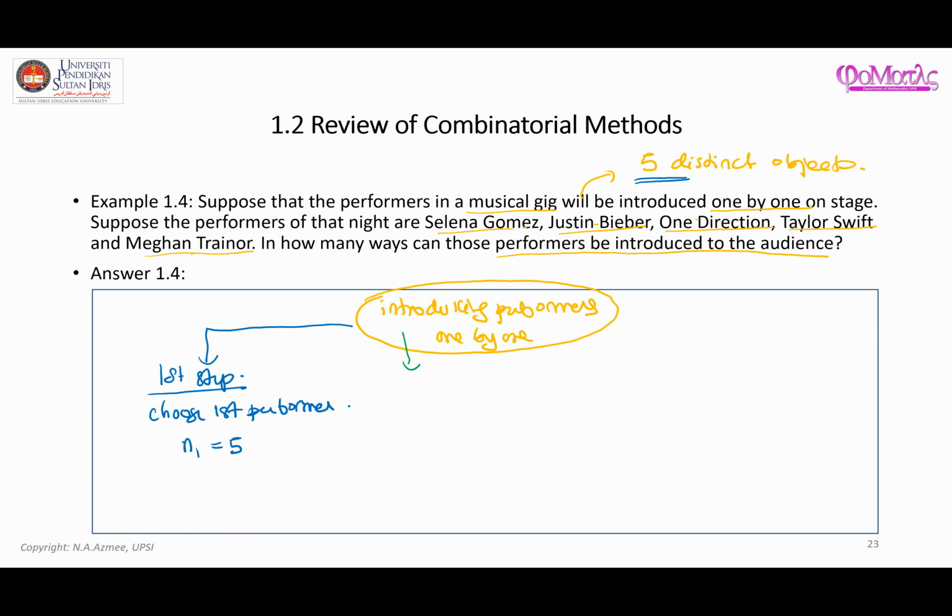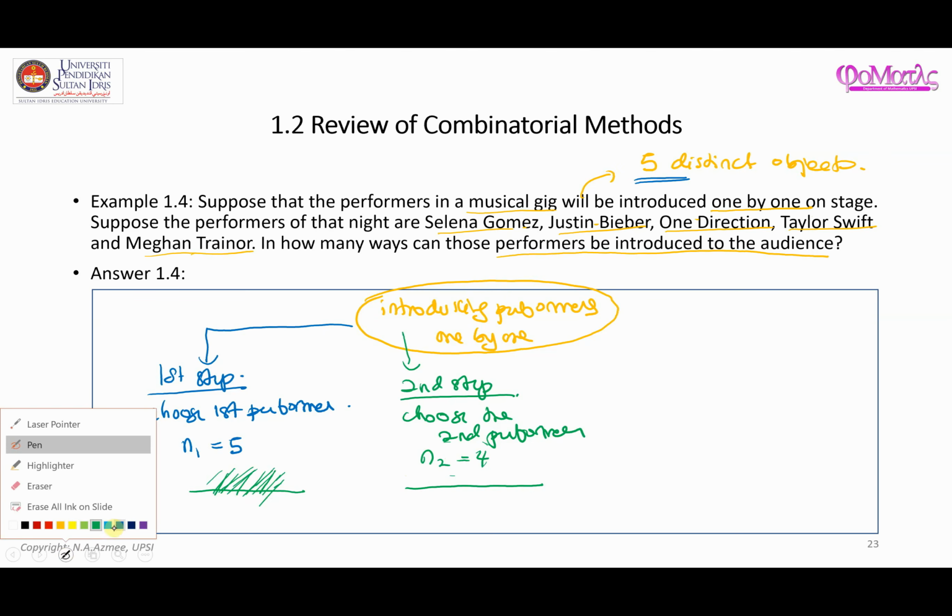Now, moving on to the second stage. The second step is to choose the second performer. Bear in mind that this place is already filled by the first performer. So here we have n2 equals 4, because this one is already filled up by one performer. Now you only have 4 options that you can choose from to be the second performer.